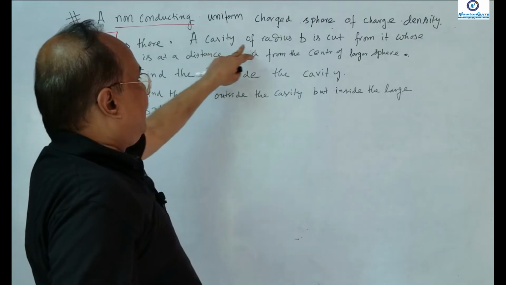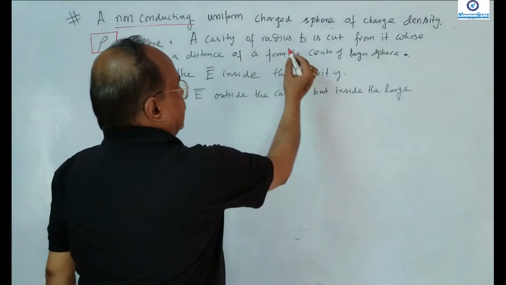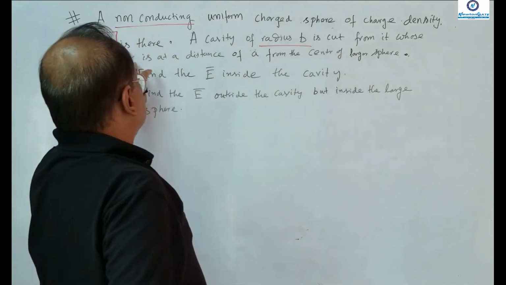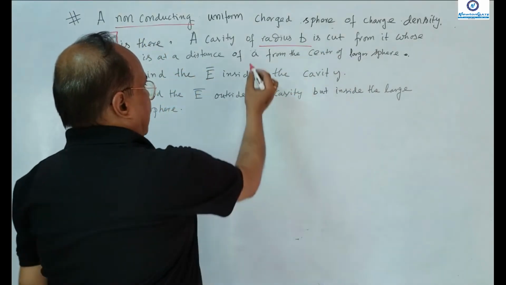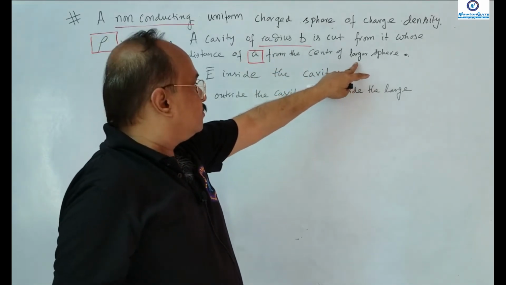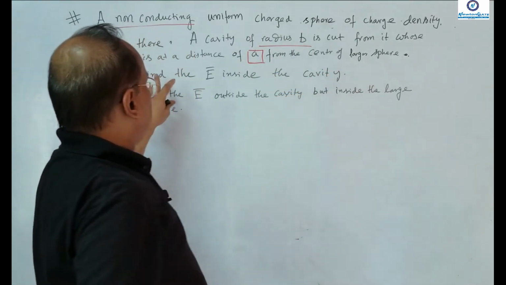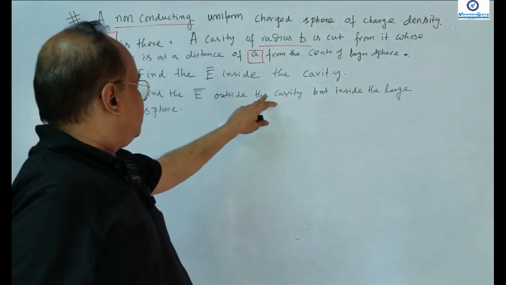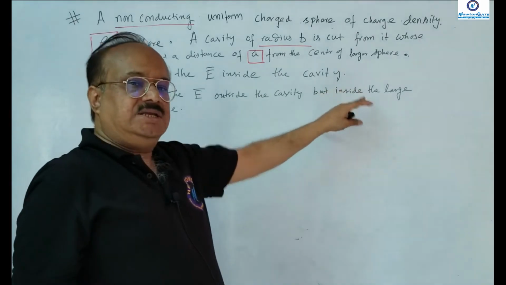Is there a cavity of radius b? A cavity of radius b is cut off from it, whose center is at a distance of a units from the center of the larger sphere. What you have to do is find the electric field inside the cavity, and find the electric field outside the cavity but inside the larger sphere.